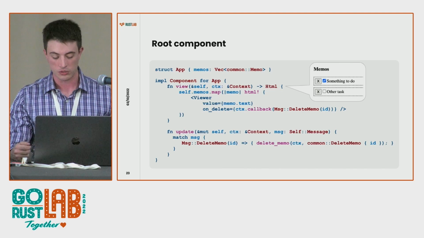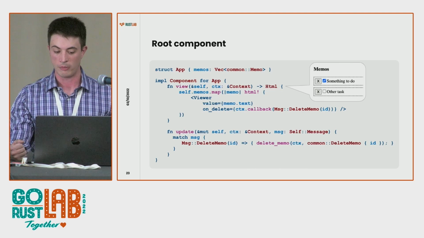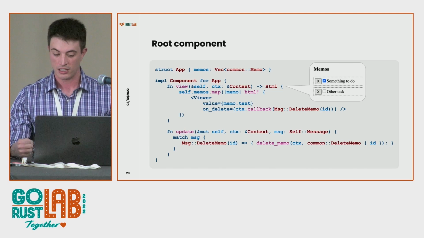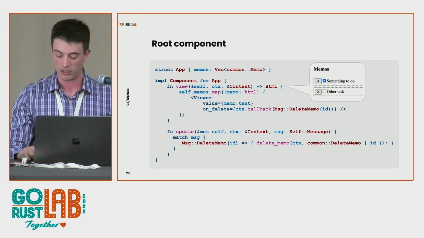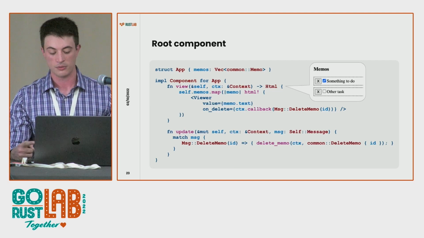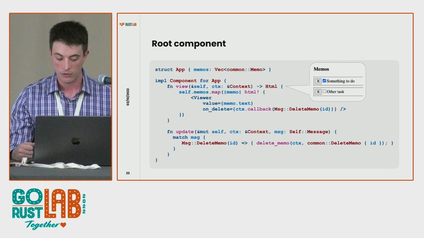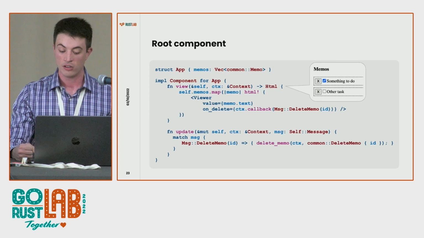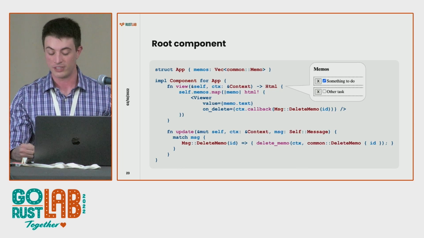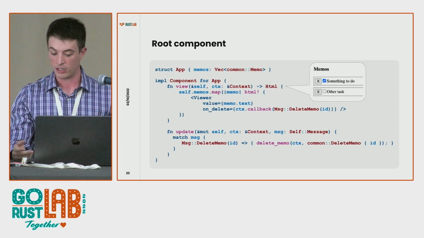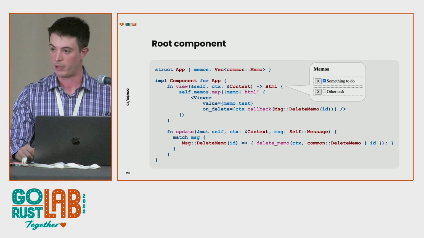And down here, instead, you see that the other function we need to implement for app is update, which is going to take, again, self, the context, by reference to the runtime, and the message that it receives. So in particular, in the match of the message, we listen for the delete memo type. And when we receive that message, we invoke the function delete memo, using the common delete memo payload.